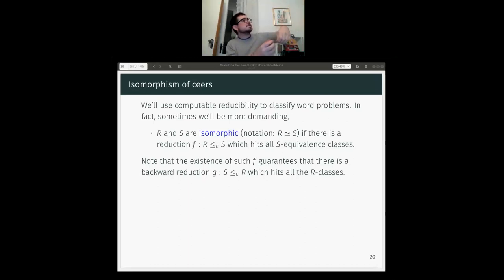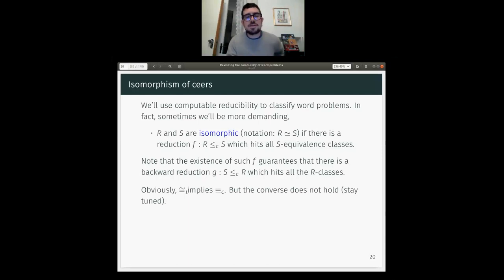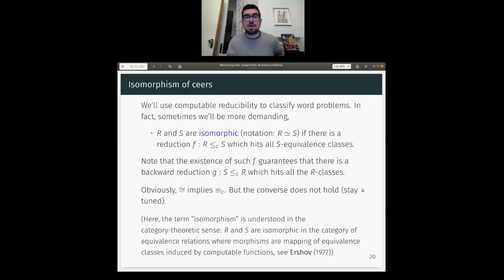The idea is, if you have a reduction from R to S which hits all the classes, and you would like to build this backward reduction, then for any single element, first you wait for an image of an element which falls in the class of this element. This must exist because this reduction must hit all the classes, and then you know where to map this element back. Now, obviously, isomorphism implies bireducibility, but notably, the converse does not hold. I will say more about that.